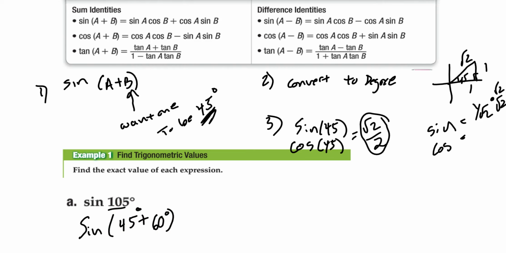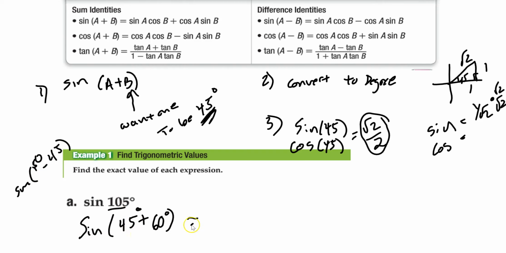If you want to do the minus one, you probably could do it like this, sine of something minus 45. You just gotta think, what minus 45 gets me 105? So it'll be 150. That way it works also. I think this way is a little easier though. So let's use the formula.